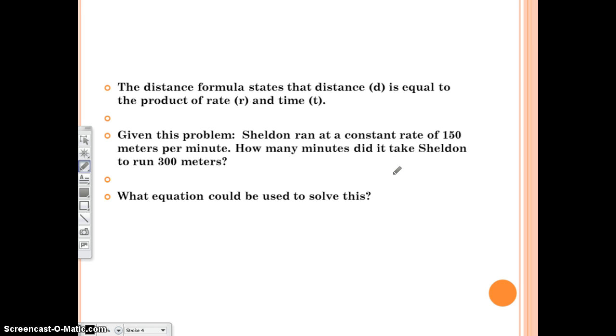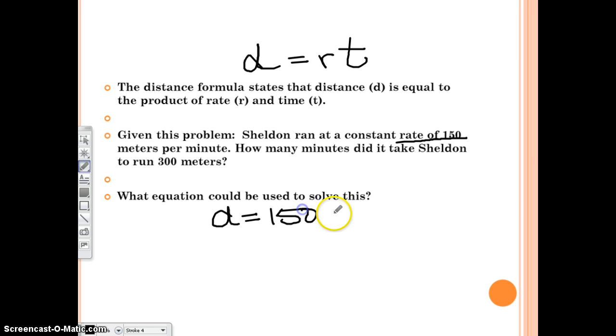You'll be given some equations such as this. Here we're told that the distance formula is equal to the product of rate times time. You'll need to be able to translate that into a formula we can use. Then we'll be given some values. Sheldon ran at a constant rate of 150 meters per minute. Let's plug that in then. The rate is equal to 150 meters per minute. What else have we got?